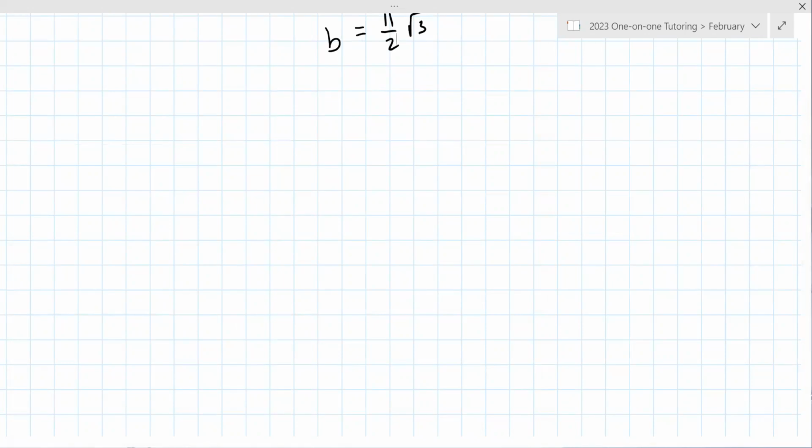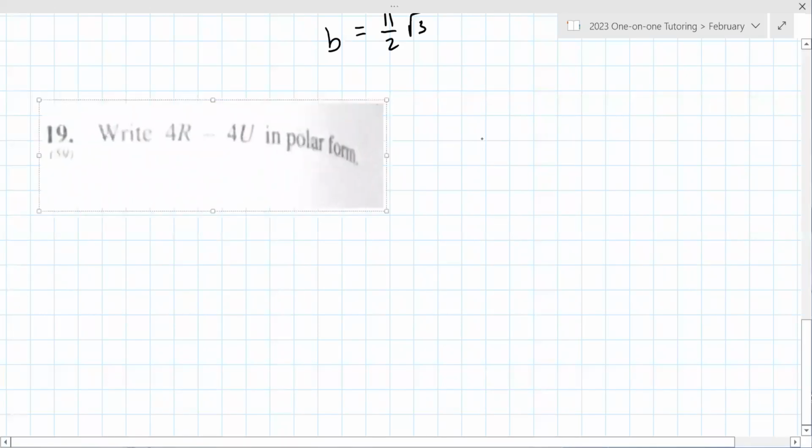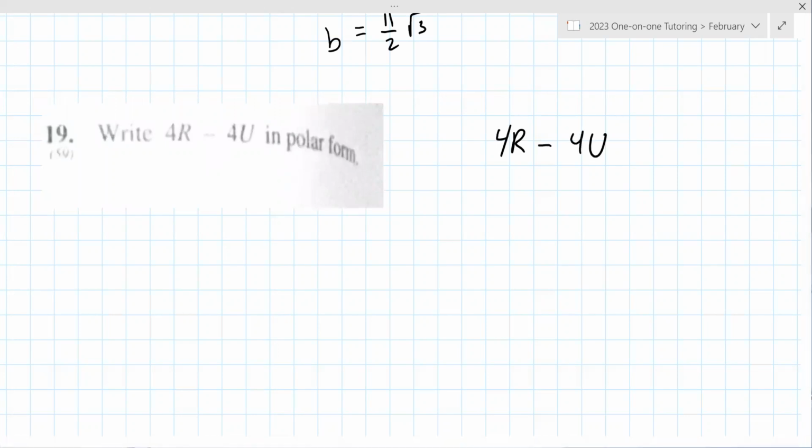Okay, so then I guess two problems which are similar but I've been struggling somewhat with. I've been getting better at them, but 18 and 19, specifically probably 19. So right, 4R minus 4U in polar form. And I guess this goes back to the whole concept of sines, cosines, and tangents. I just always mix up which ones are which and that sort of thing.